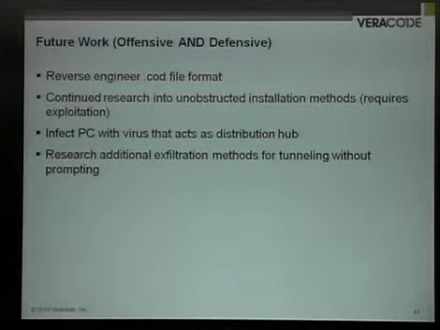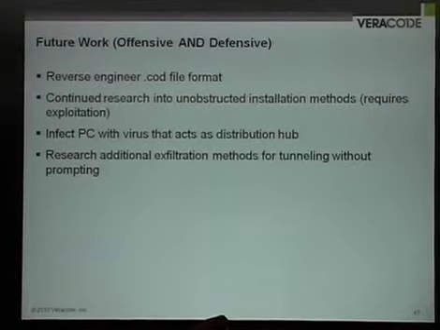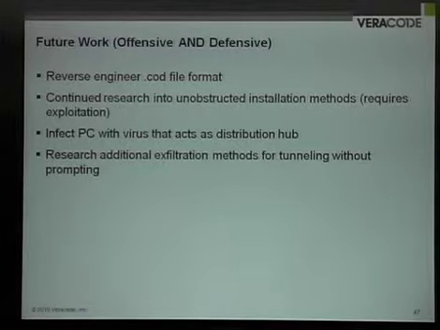So figure that one out. Continued research into unobstructed installation methods. That would probably require exploitation and would probably be patched and fixed fairly quickly by RIM. But it's obviously some additional great future work, offensive future work that should be done to help harden the device. Maybe infect some PCs with a virus that acts as a distribution hub so that we can get the worm onto the PC, so whenever they plug in their BlackBerry, it jams the spyware onto the device. So that's a potential infection route.